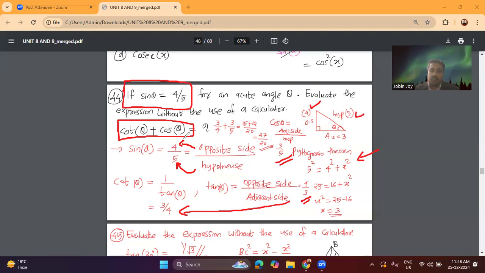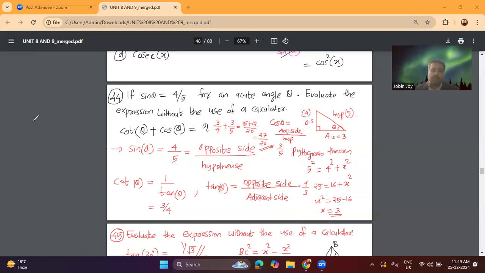So 3 by 4 plus 3 by 5. I will take 20 as the LCM. So 20 by 4, 5 into 3, 15, plus 20 divided by 5, 4 into 3. So 15 plus 12. That means 27 divided by 20. 27 divided by 20.